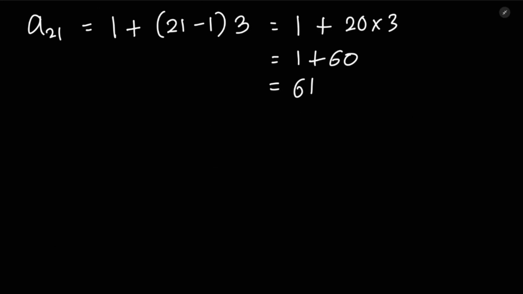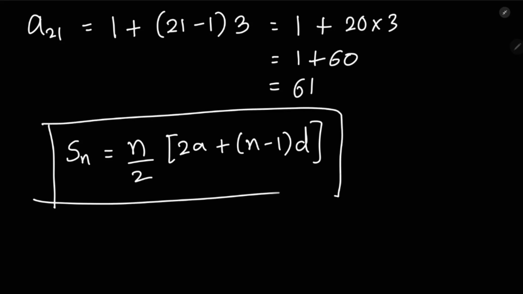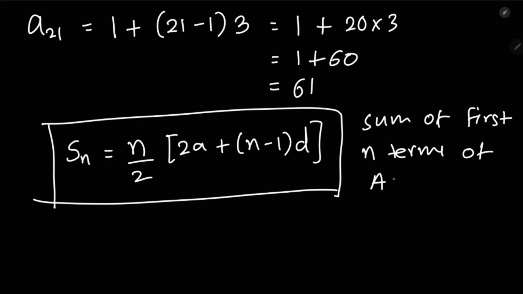There is one more formula of arithmetic progression that comes in handy when we want to add n terms of the sequence. So the sum of first n terms is equal to n by 2 times 2a plus n minus 1 times d. So this is the sum of the first n terms of an AP.